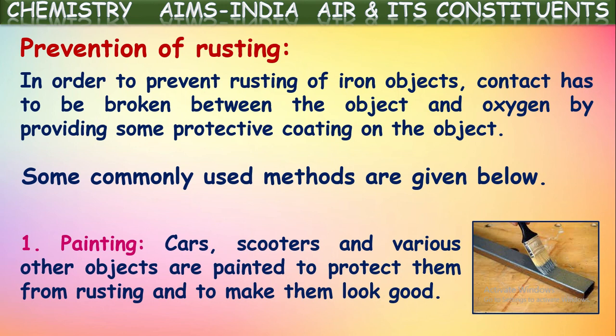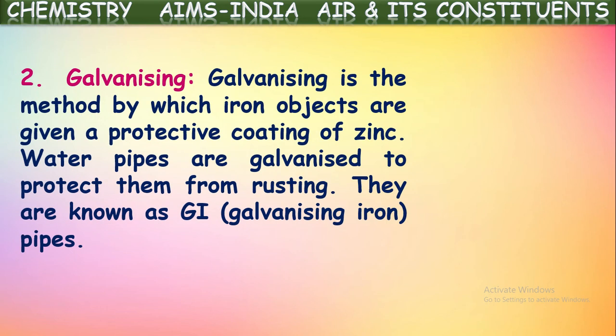What happens when it is painted? Here this paint layer will act as a protective layer between the iron article and the oxygen. Oxygen cannot come and react with the iron article further. So it will act as a protective layer. In that way, rusting can be prevented by painting. Let us see one more method.